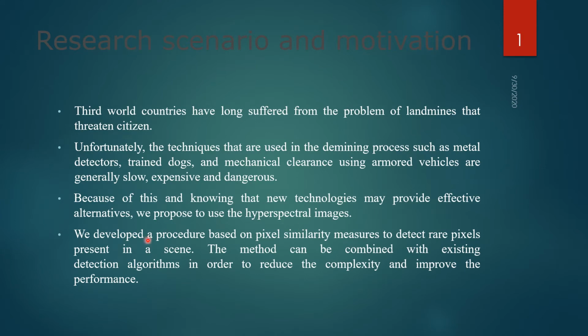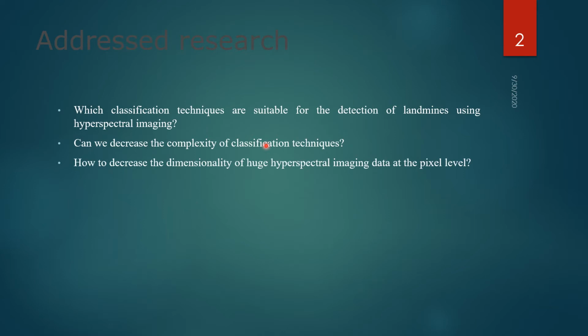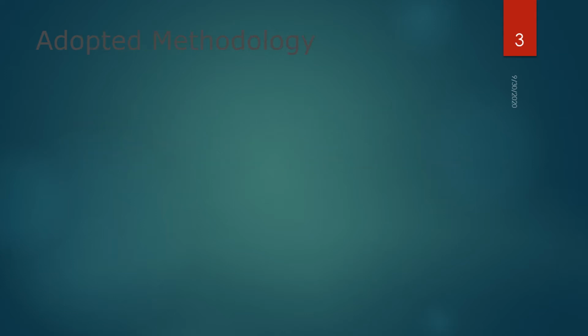We developed a procedure based on pixel similarity in order to detect rare pixels present in the scene. The method can be combined with existing methods in order to improve their performance. Which classification techniques are suitable for landmine detection? Can we decrease the complexity of these techniques? How can we reduce the dimensionality of a spectral image at the pixel level?